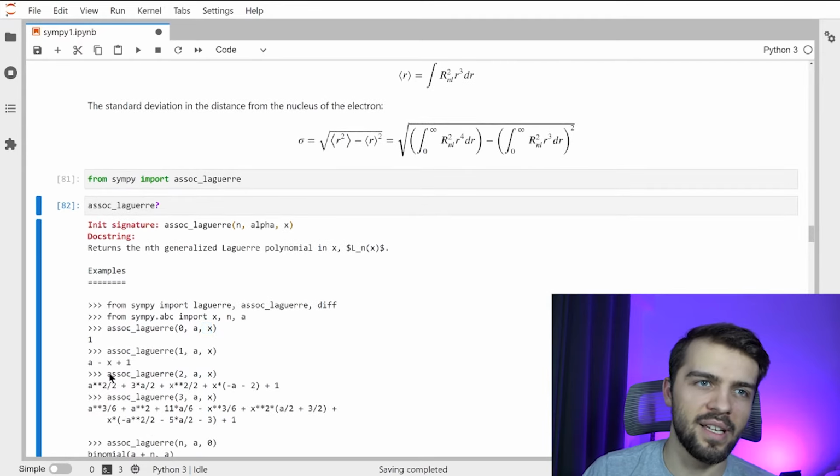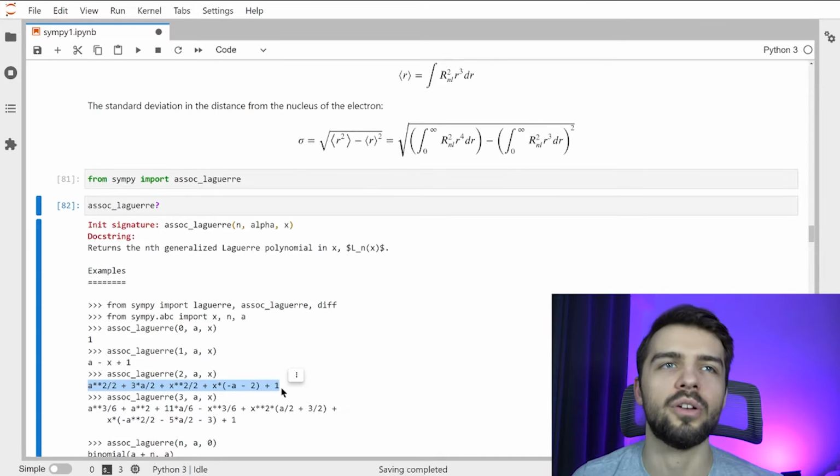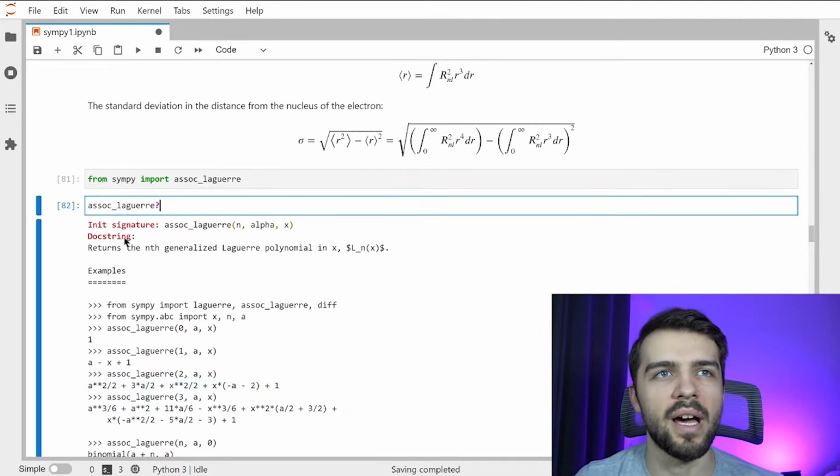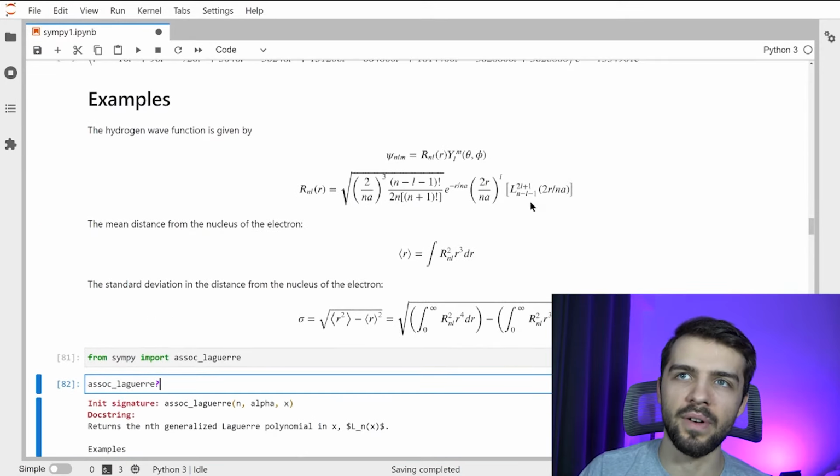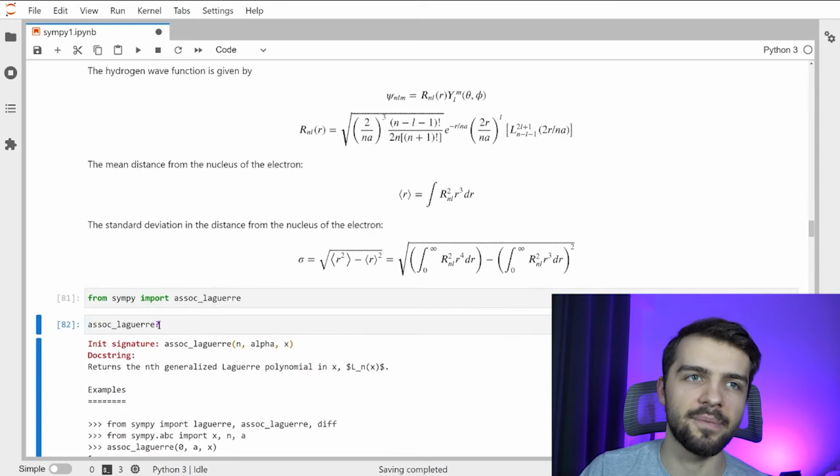And it shows that if I give assoc_laguerre a first value of 2, a second value of a, and x, it will give an expression that looks like this. So it's just a general polynomial in basic math. It looks like a scary function. They're just polynomials of 2r divided by na.